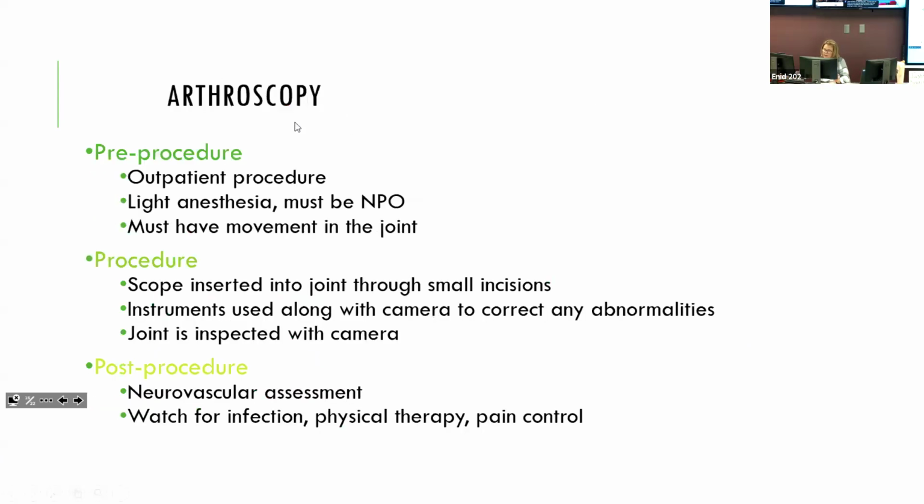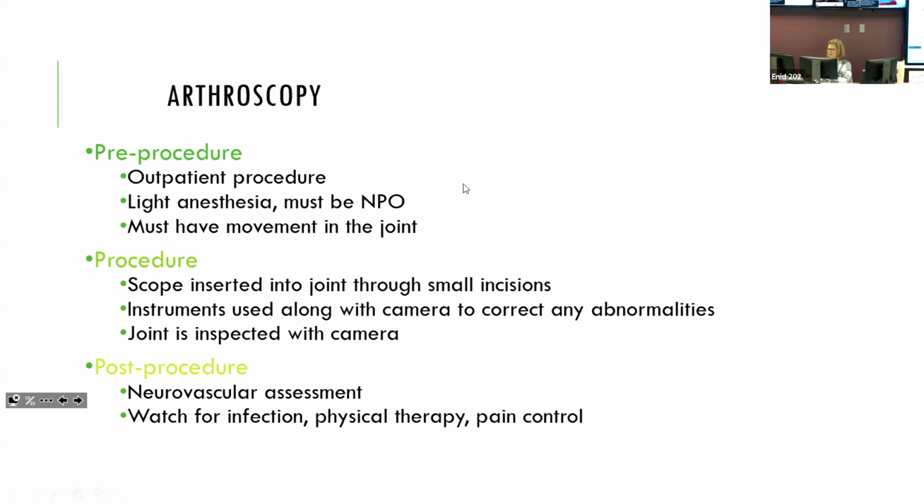And so arthroscopy, before the procedure, it's typically an outpatient procedure. Light anesthesia, but they have to be NPO after midnight, just like any procedure. And they still need to be able to move that joint. The procedure, they insert a scope into the joint through small incisions. It's laparoscopic. How many incisions do they make, Tiffany? Two? Tiffany's a scrub tech. She's done it for a long time, and these are her favorite surgeries.